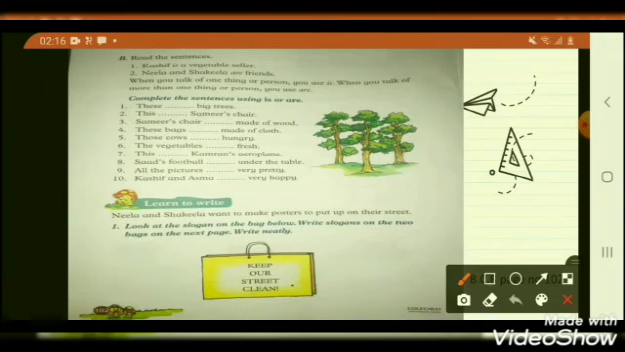Number 1 sentence. These dash big trees. These के साथ हम क्या यूज़ करते हैं? हम are यूज़ करते हैं. These are big trees. Because we talk here about more than one thing. These are big trees. Now look at the number 7 sentence.